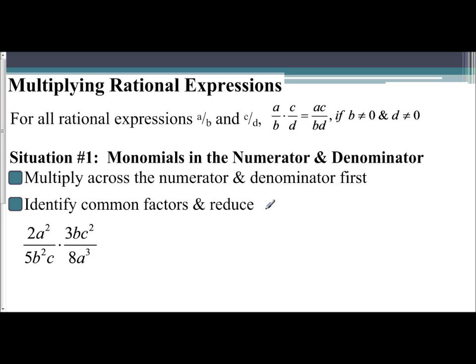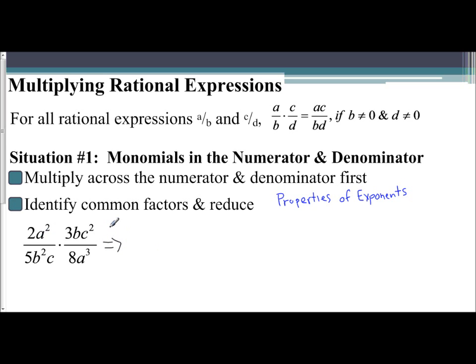When you're dealing with monomials in the numerator and denominator, this identify common factors and reduce means you will be applying your properties of exponents. The power rule, the product rule, and the quotient rule. So if I'm looking at this example, I have 2a squared over 5b squared c times 3bc squared over 8a cubed. What I'm going to do is multiply across the top.